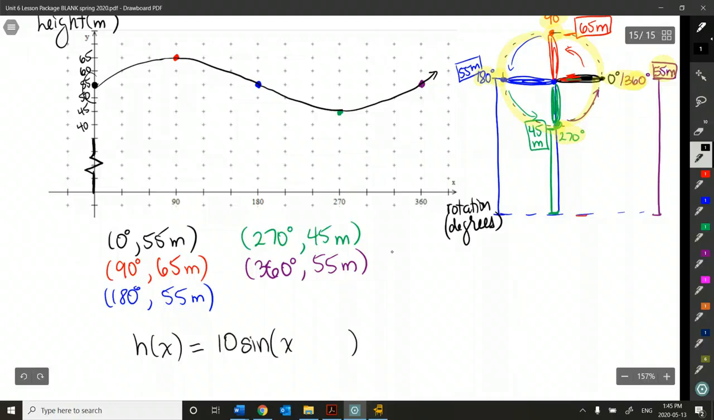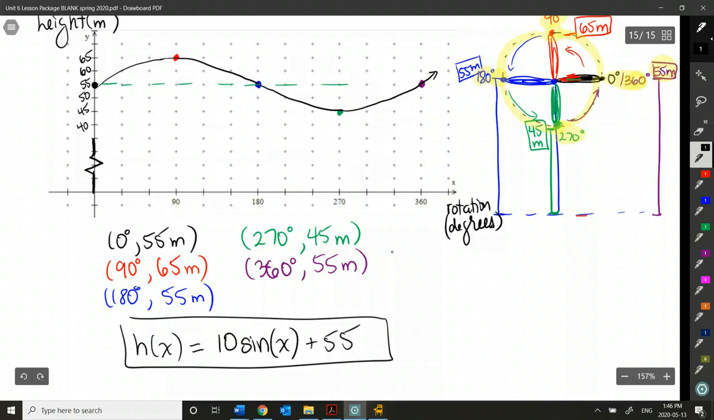Our sine value shift, our rising midline, is actually on 0 here. So what we can do is leave the x inside sine here, and our c value is the midline. You can even visibly see it on the graph here. Our midline is this center height in here, and that is 55 meters. So here is our function that represents this graph.